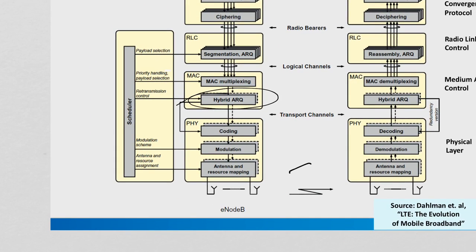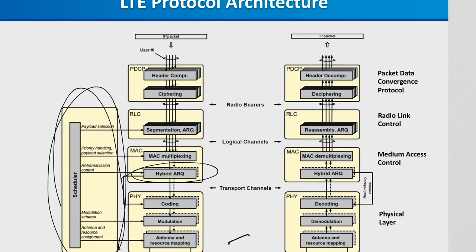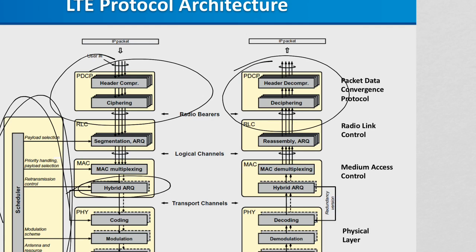Now over on the E-node B side, you have the scheduler. And we saw in our last lecture, scheduling involves determining what frequencies are being used at any given instance of time. And so the scheduler is a very important part of the base station. Looking above the RLC layer, you have the so-called PDCP, or Packet Data Convergence Protocol, that deals with ciphering and header compression.